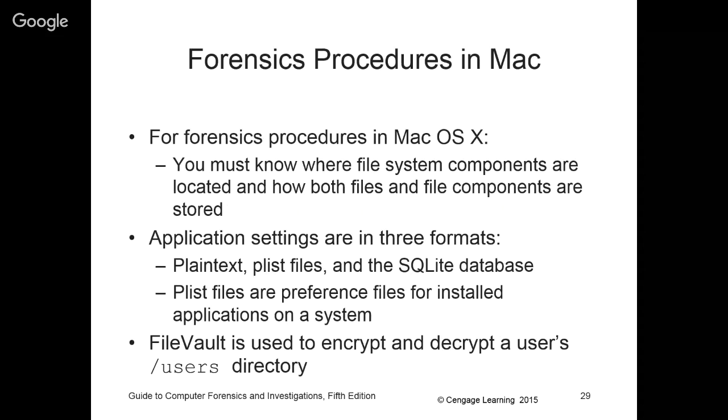Forensics procedures for Mac OS means you have to know where the file system components are located and how both file systems are stored. Application settings are in three formats: plain text, plist files, and SQLite database files. The plist files are preference files for installed applications on the system.